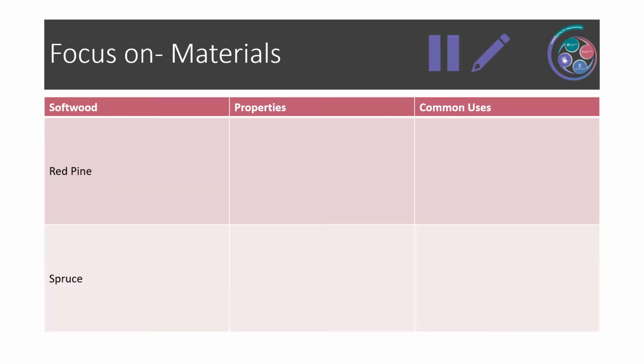Let's look at softwoods first. You need to know red pine and spruce. You may have information about other types of softwoods, but these are the only two that SQA require you to know. I would suggest at this point you want to pause the video, copy this table down, and complete it with the properties and common uses of each of these materials.